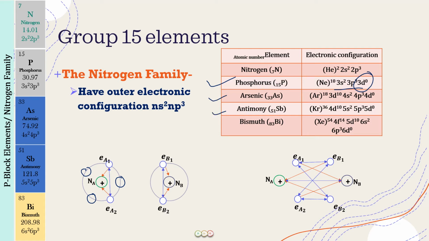Also for arsenic, antimony and bismuth, all of them will be having vacant d orbitals. Okay, I have not taken the example of nitrogen because nitrogen does not have vacant d orbitals, so we will come back to nitrogen after that. So we take the example of phosphorus.